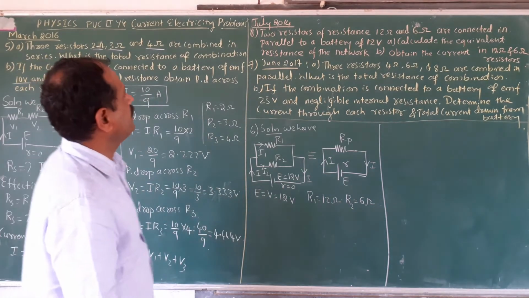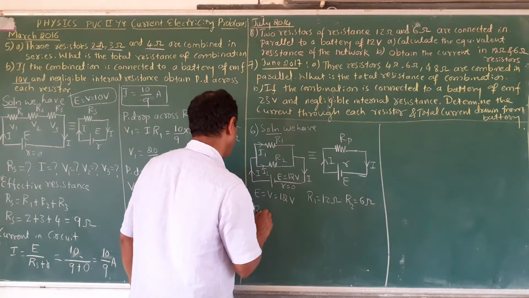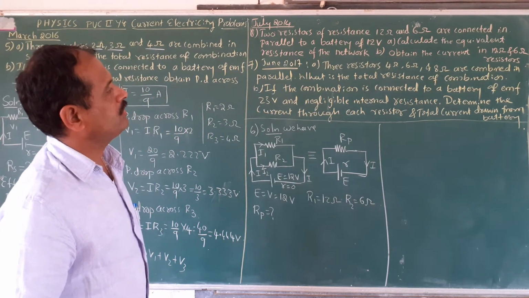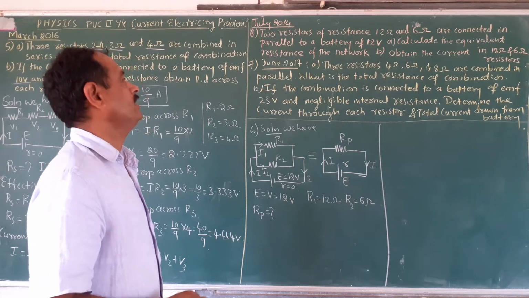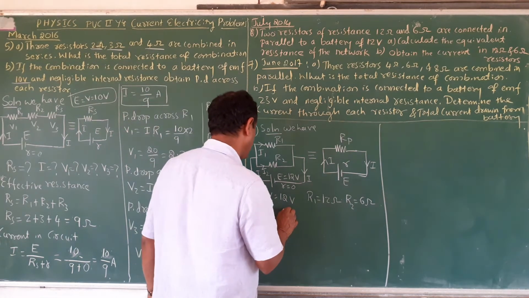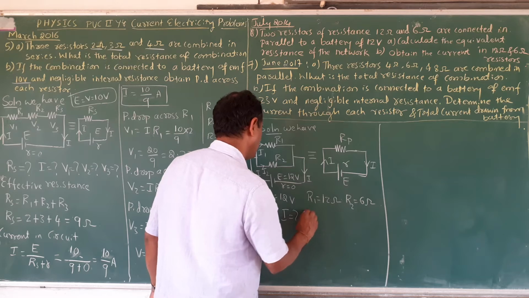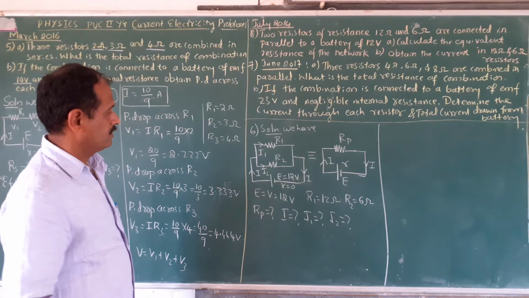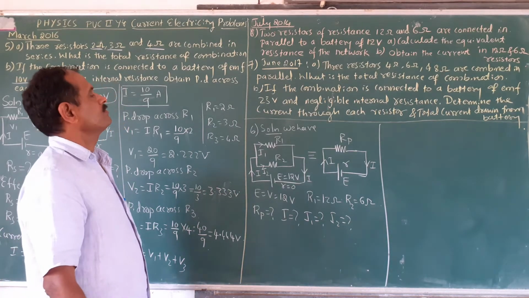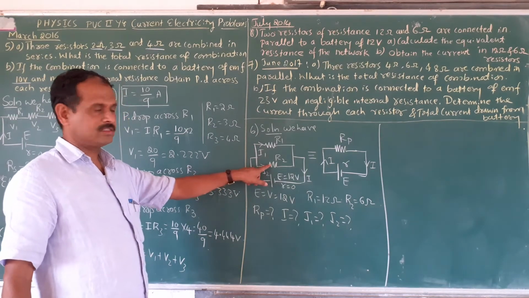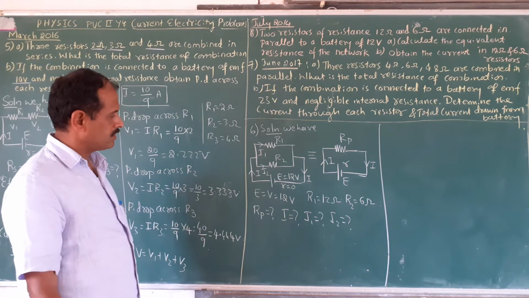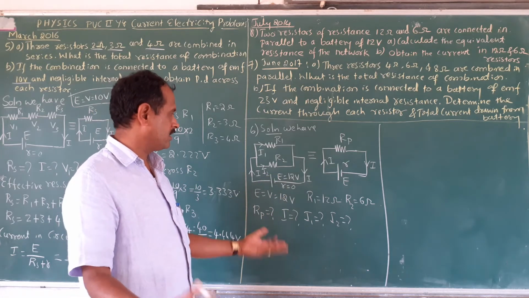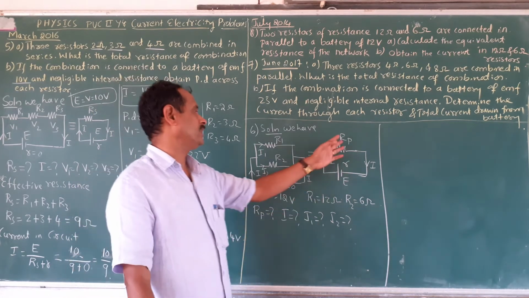Calculate the equivalent resistance of the network. RP you have to find out. Then obtain the current in the 12 ohm and 6 ohm resistor. I you have to find out, and I1 and I2 you have to find out. R1 and R2 are the two resistors connected in parallel across the battery of EMF 12 volt. It means internal resistance is 0. Then this is the equivalent circuit.